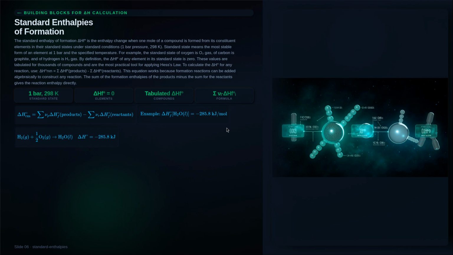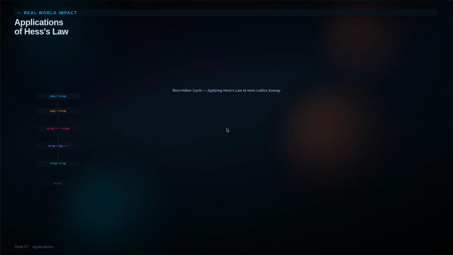To calculate the ΔH° for any reaction, use the formula: ΔH° of reaction equals the sum of ΔHf° of products minus the sum of ΔHf° of reactants. This equation works because formation reactions can be added algebraically to construct any reaction.